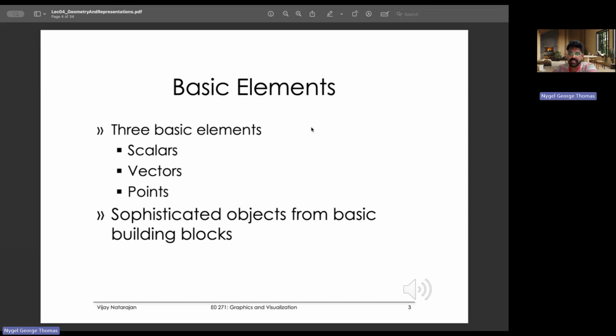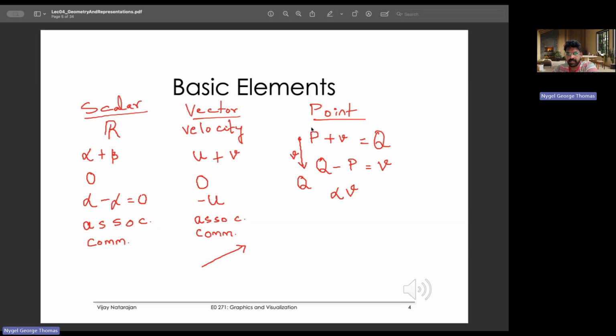Okay, let's discuss how we represent geometry in graphics. Let's look at a few basic elements which are used to represent geometry in computer graphics. The basic elements are scalars, vectors, and points. Using scalars, vectors, and points, we can build sophisticated objects from these building blocks.